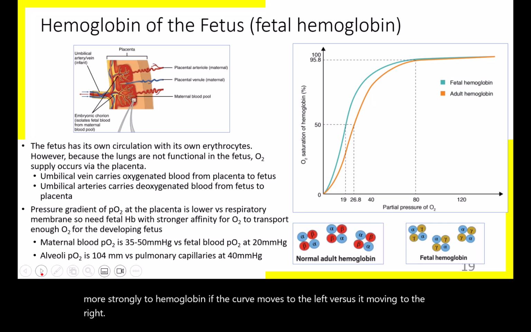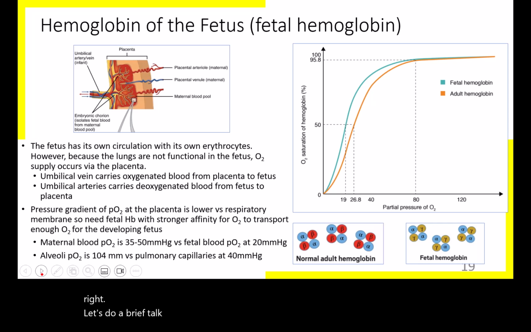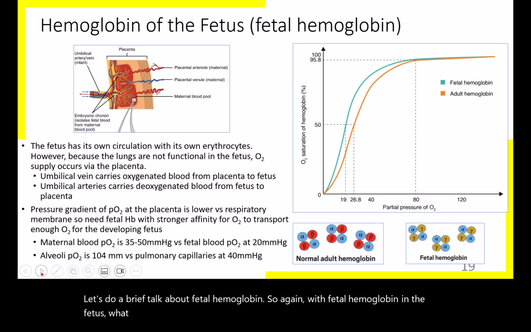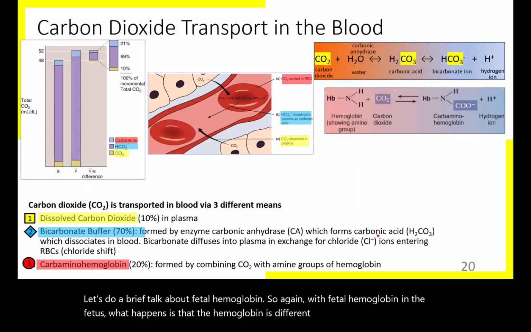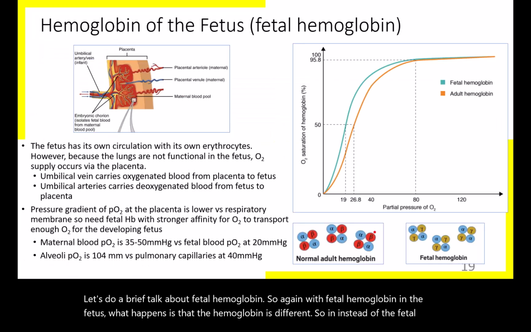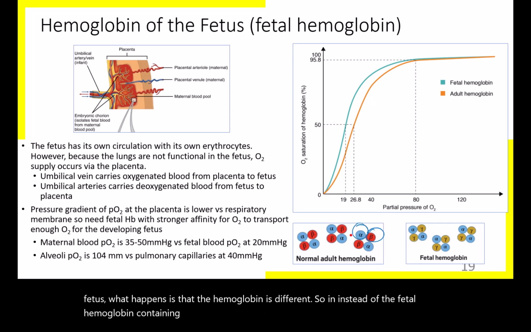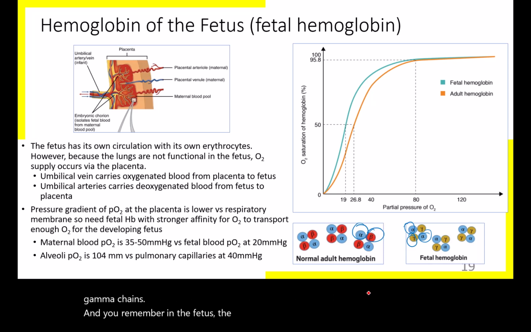Let's do a brief talk about fetal hemoglobin. In the fetus, the hemoglobin is different. Instead of containing 2 beta and 2 alpha chains, fetal hemoglobin contains 2 alpha and 2 gamma chains. And you remember the fetus doesn't breathe, and so there's no gas exchange at the lungs.